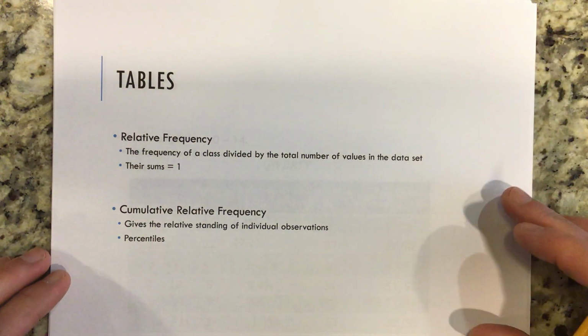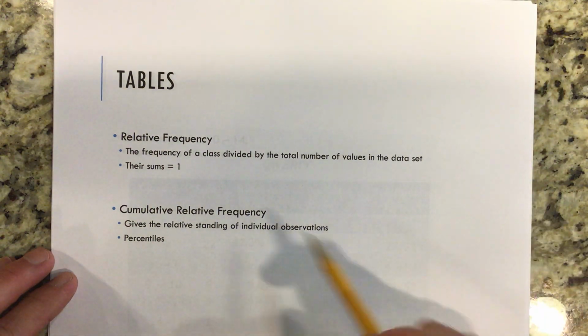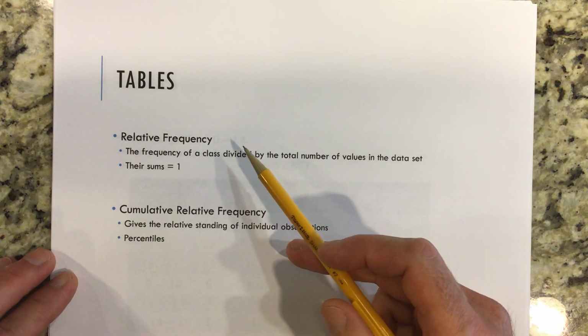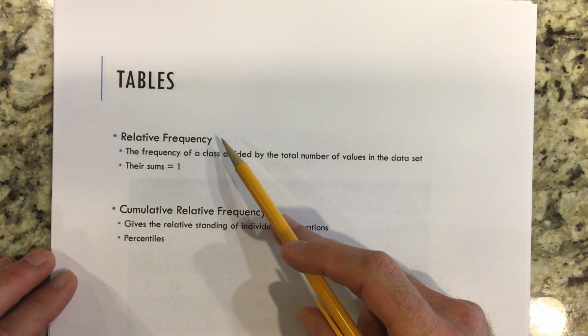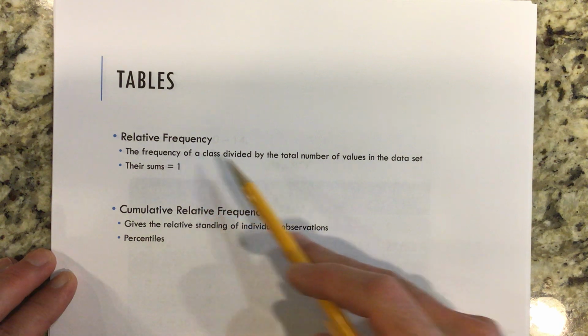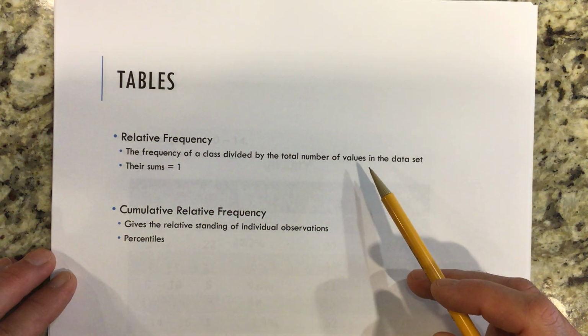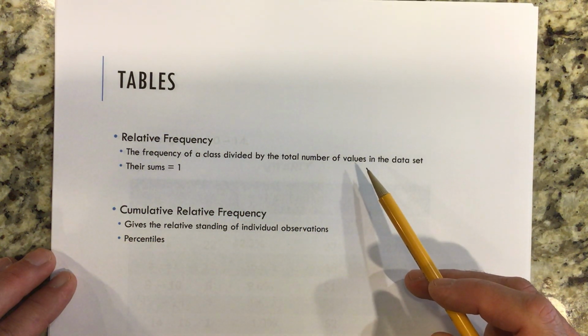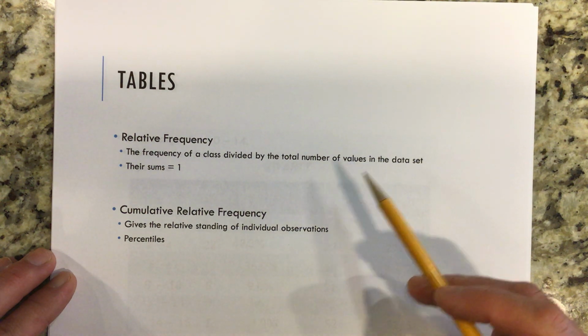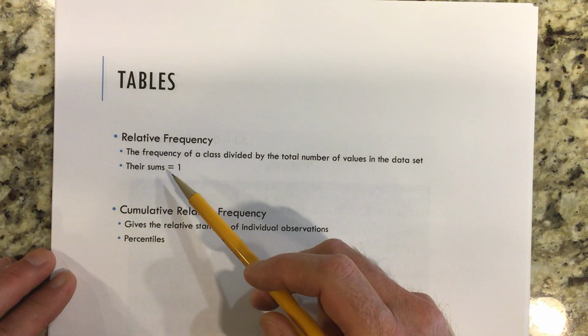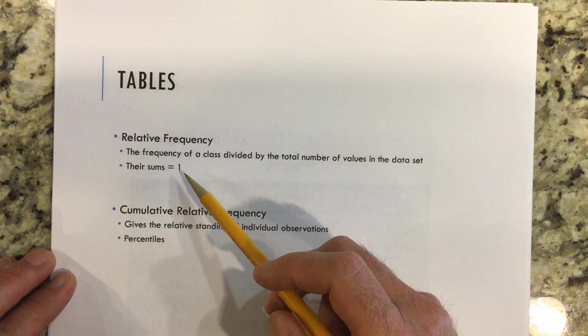Okay. Now, aside from a straight frequency table, we also will sometimes create relative frequency tables. A relative frequency is simply the actual frequency divided by the number of values in your data set. So, in other words, oftentimes these are given as percentages. And of course, the sum of all these relative frequencies will equal exactly 1 unless you've double counted or left out a piece of data.